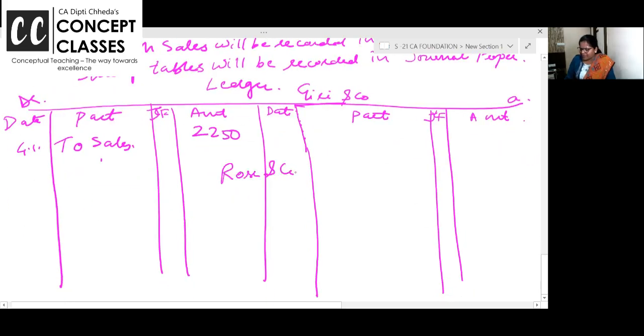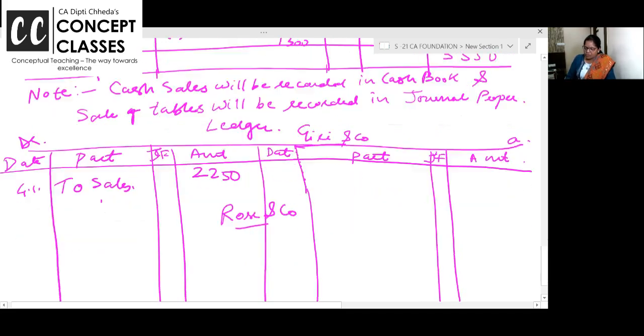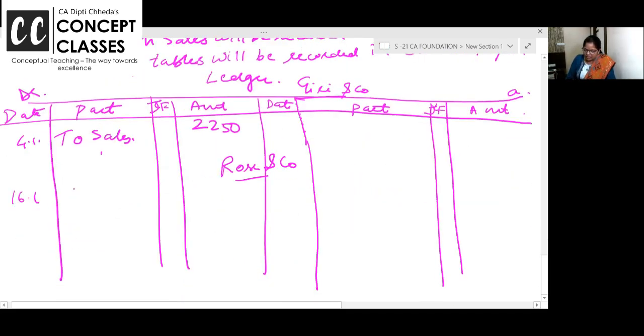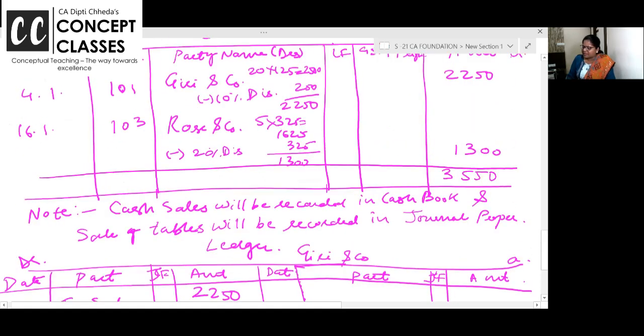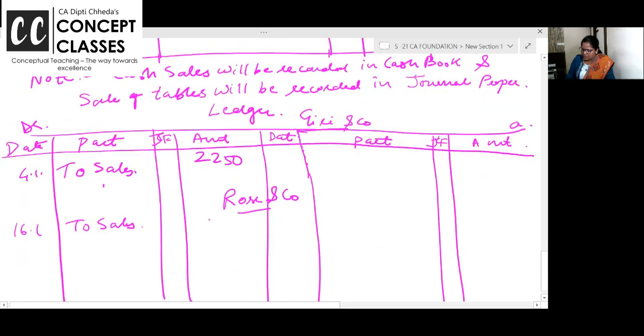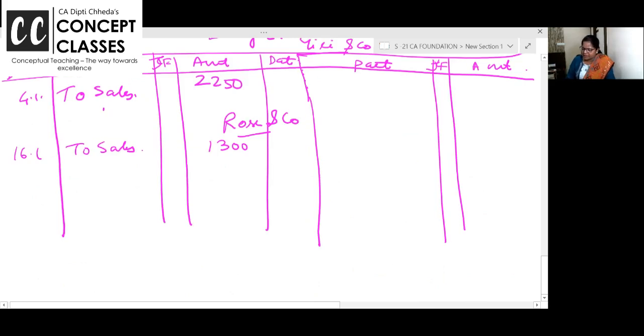You can make it like this, a full page. No need to write date, particulars, amount after every ledger. No need, don't waste time in the final exam. Now I have sold the goods to Rose on 16th of January. Rose account debit to sales. After discount, I've sold it for 1300. Now I'm making the sales account.